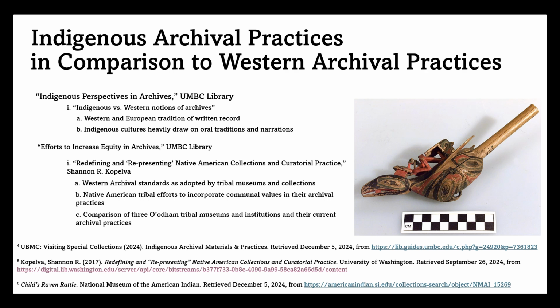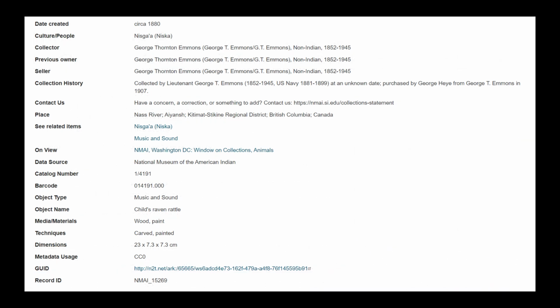At right, please note the Child's Raven Rattle, which is through the National Museum of the American Indian. As we talk about equitable ways to bulk up these records that have, in a sense, had elements lost to history, you'll note in the Contact Us line, there is a way for people to make a correction, add something, or if they have a concern as per the collection statement of the National Museum of the American Indian.